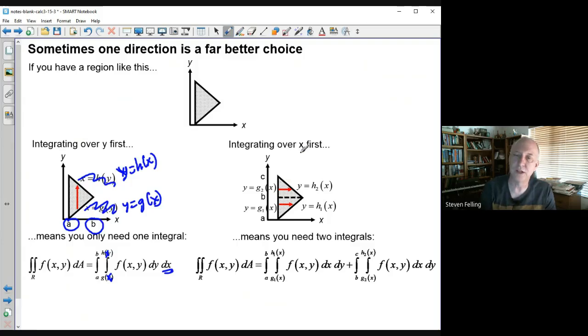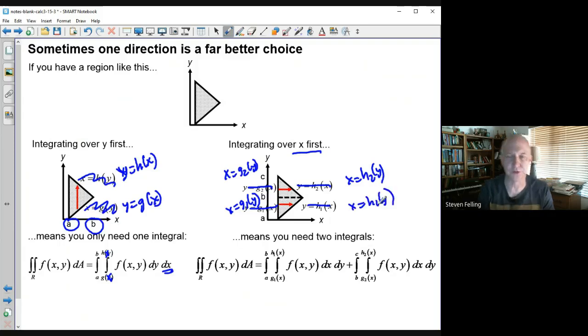But if you decided to integrate over x first, then you would have, oh my gosh, these are all wrong. Let me just change those real quick. This would be x is some second function of y, x is some first function of y, and this would be x is some second function of y, and x is some first function of y. I'll try to fix those in the notes before we actually get to this lecture in the class.